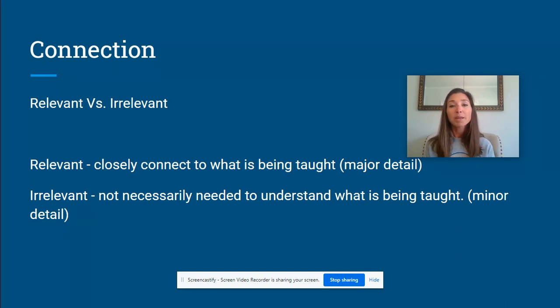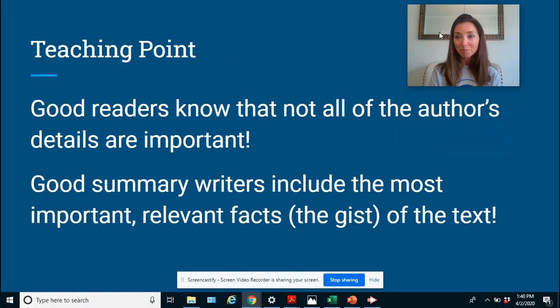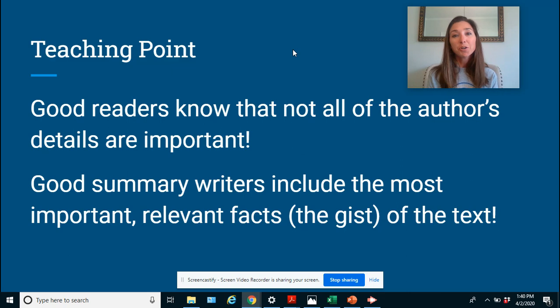Relevant details are important to help us further understand the topic. Irrelevant details are included when an author writes information because maybe it describes or explains something further. However, when we're summarizing and we want to make something short and concise, we're not going to worry about the irrelevant details, okay? So today's teaching point is that good readers know that not all of the author's details are important, and good summary writers include the most important relevant facts, the gist, if you will, of the text.